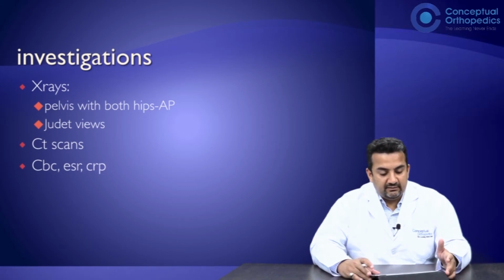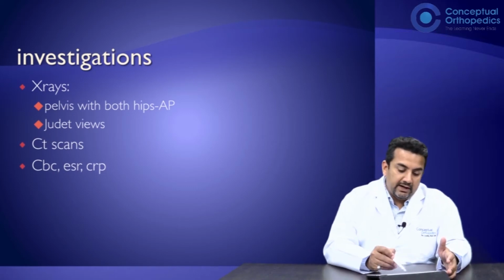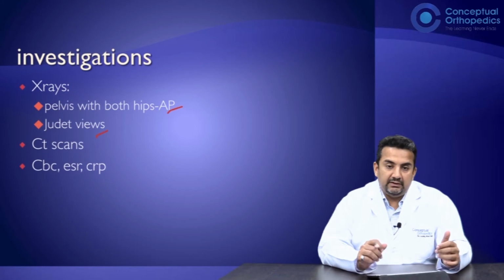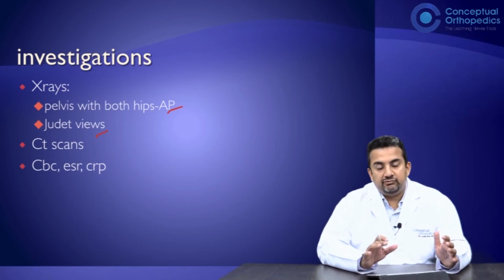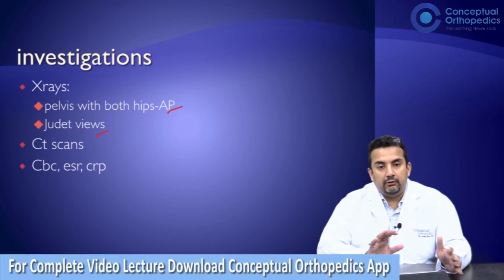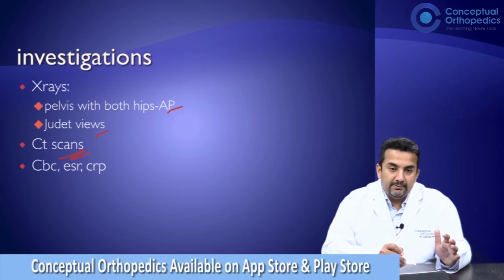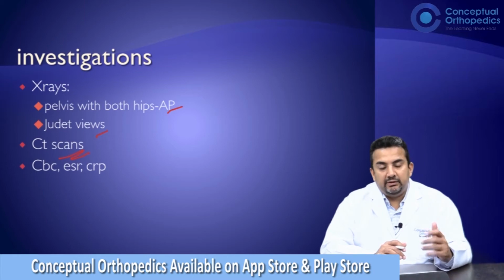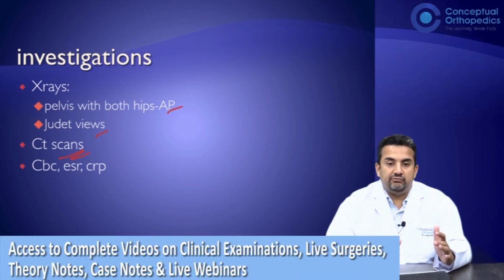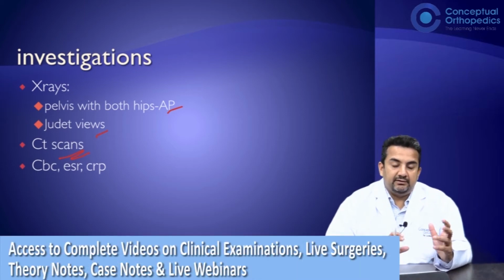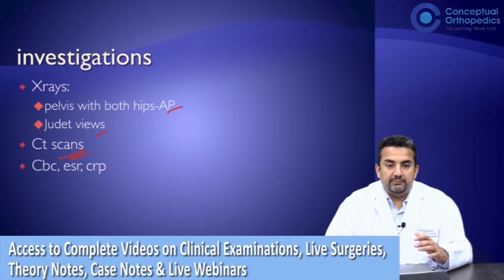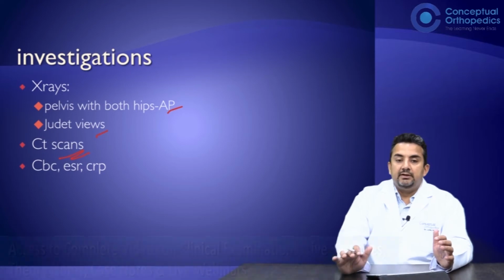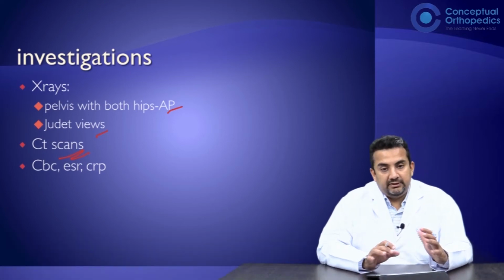So the basic x-rays are a pelvis with both hips AP view and Judet views of the hips, the iliac oblique and the obturator oblique views, which give you a very clear idea about the walls of the acetabulum and the columns. CT scans are of much help because they let you identify the actual defects in the bones: where the acetabulum wall is deficient, where the column is broken, whether it's a transverse type of fracture. CT scans are pretty helpful in giving you a clear idea about the situation.